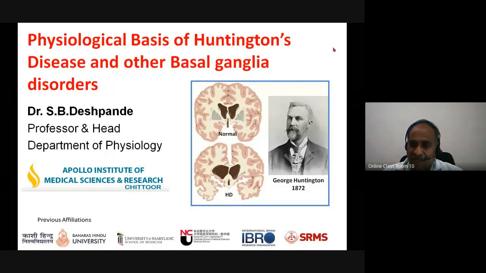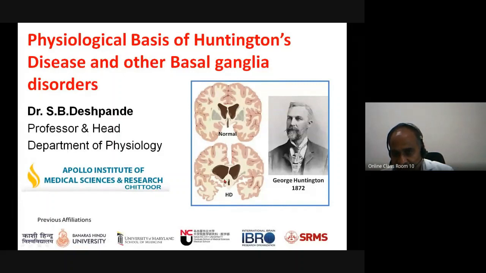And on the left-hand side, we have the coronal section of the cerebral cortex, showing the normal pattern of the various parts, especially the basal ganglia parts. You can see this is the basal ganglia, this is the putamen and globus pallidus externa, interna, and caudate and thalamus. In case of Huntington disease, how does it look?